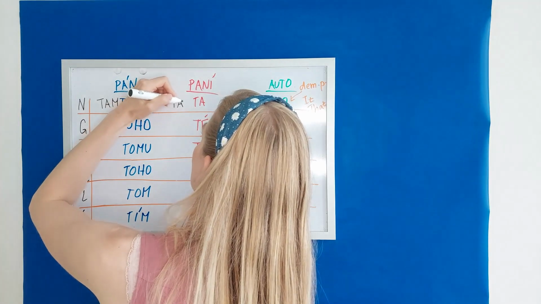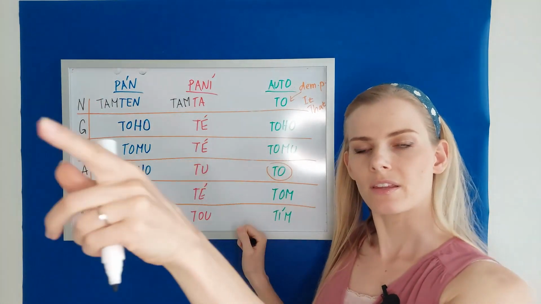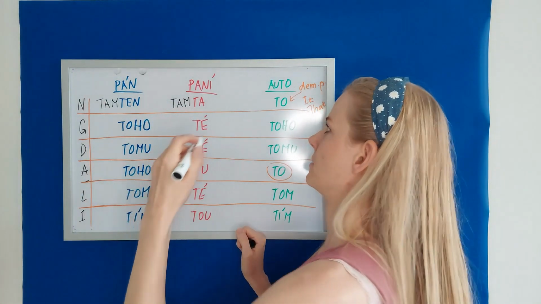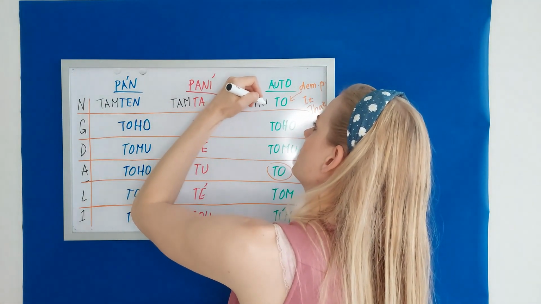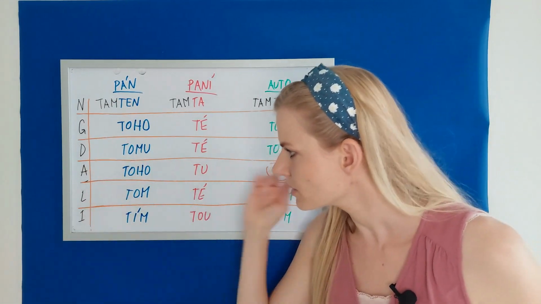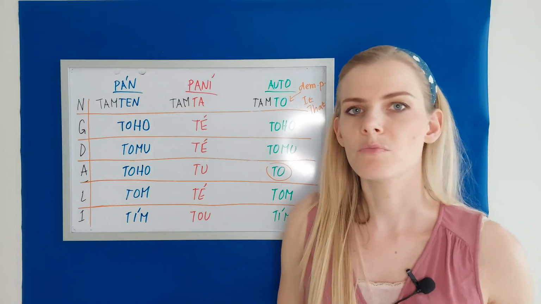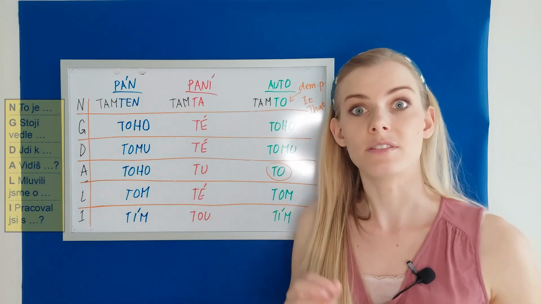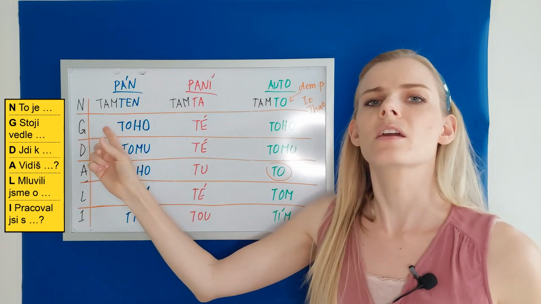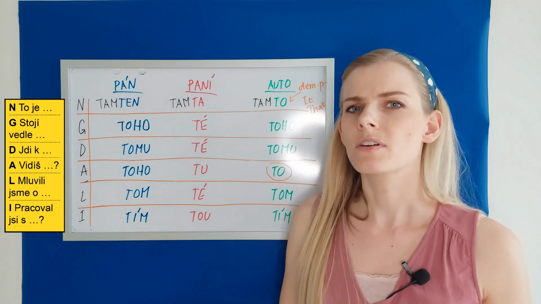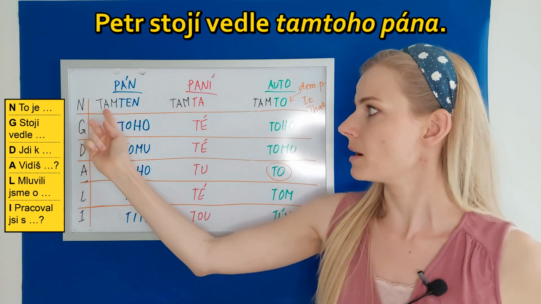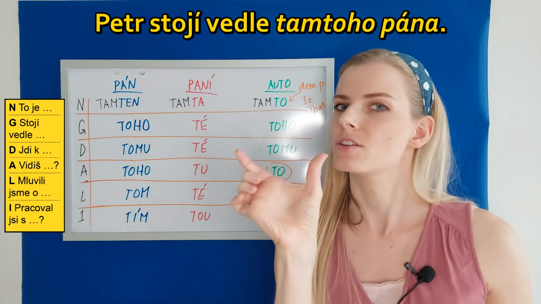To demonstrate, we have tamten pán, that man over there. Tamta paní, that lady over there. Tamto auto, that car over there. That's it. And you use it for all the cases too. I'll show you. Remember our sample sentences, the same ones. So the genitive case would be, he's standing next to that man over there. Petr again. Petr stojí vedle tamtoho pána. Tamtoho. Tam plus toho. Remember, you write it as one word.